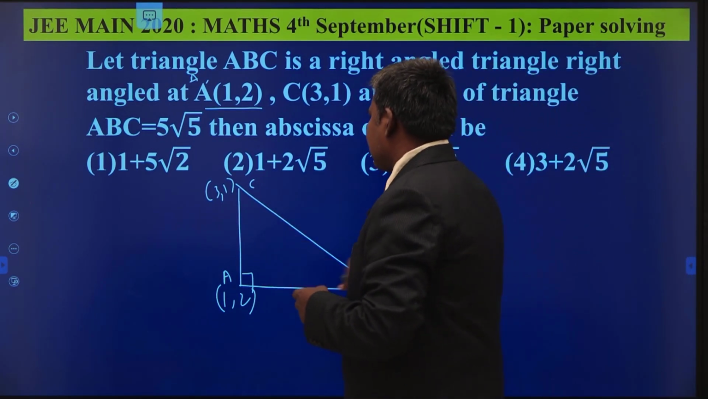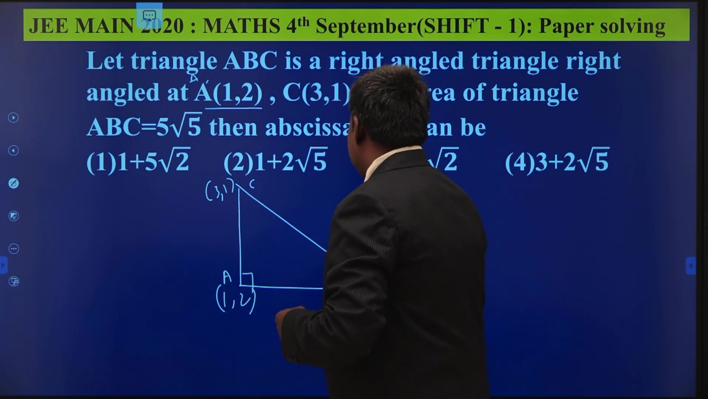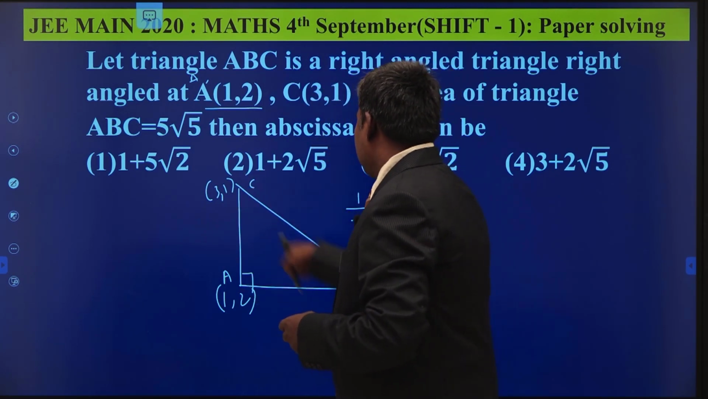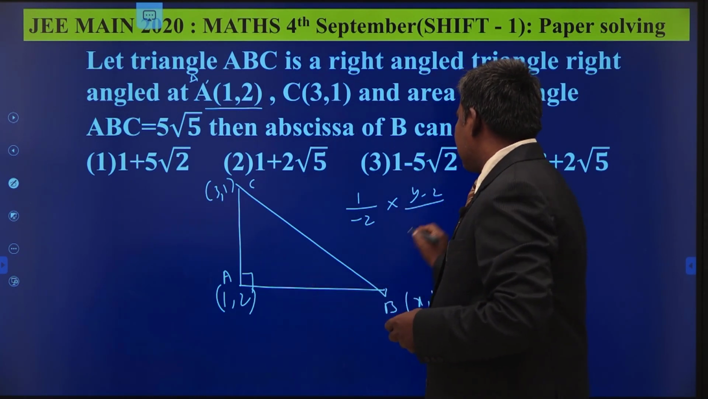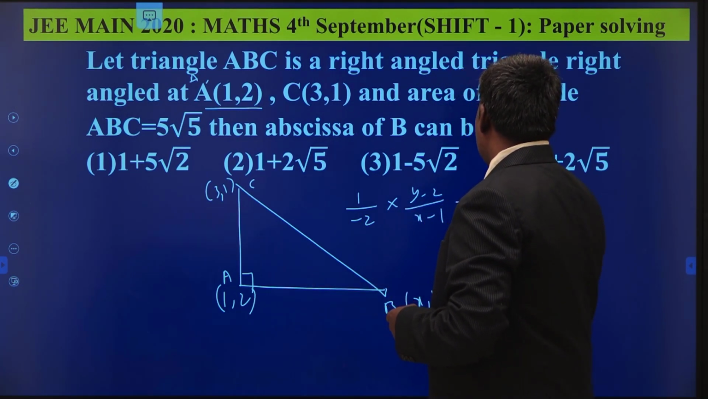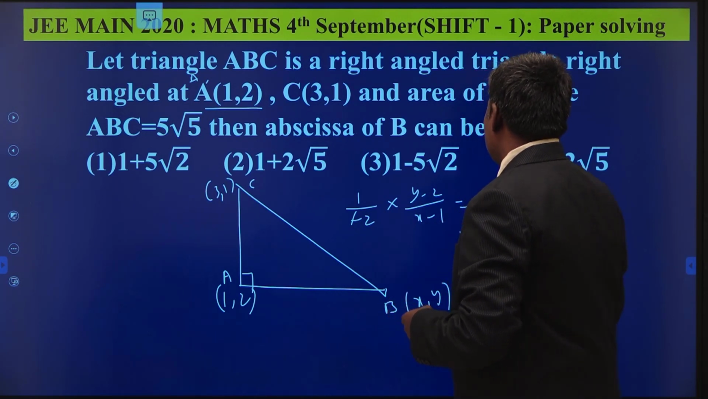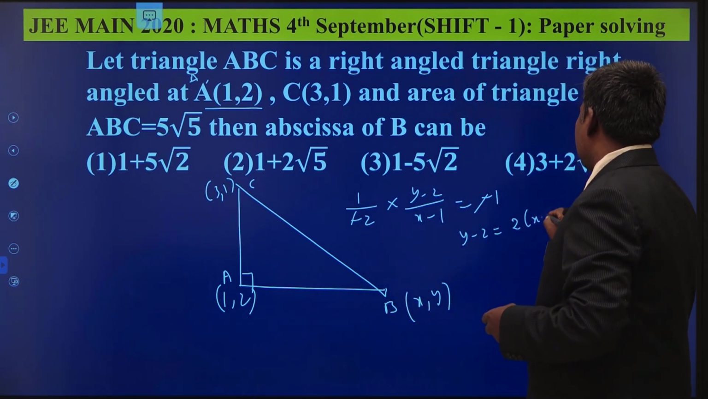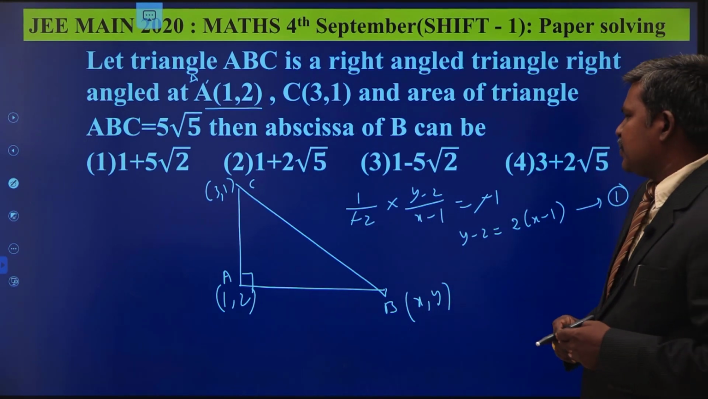What is the product of slopes now? The slope of AC is 1 by 1 minus 3, that is -1 by 2, into the slope of AB, which is Y minus 2 by X minus 1, is equal to -1. The minus gets cancelled. Y minus 2 is equal to 2 times X minus 1. This is equation number 1, from the product of slopes being -1.